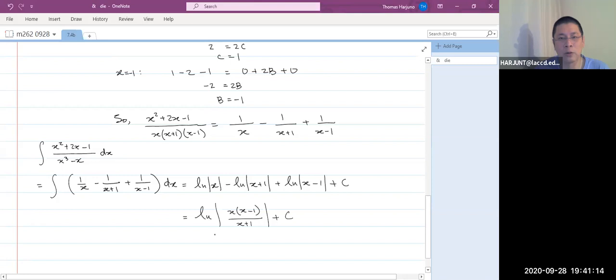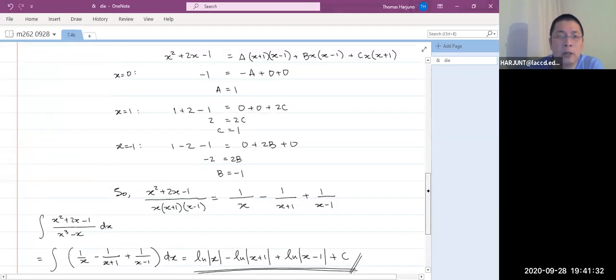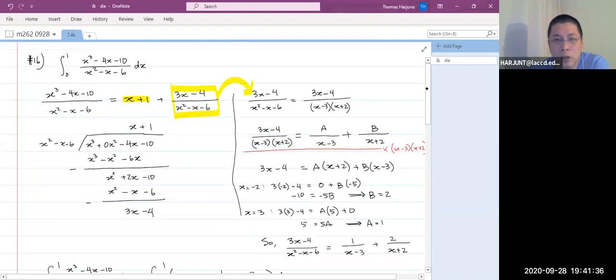Don't forget this constant. Even though I have to say that sometimes, actually all the time, this is also acceptable. Okay, either one of those is acceptable. This is the case when the denominator consists of distinct linear factors without repetition.